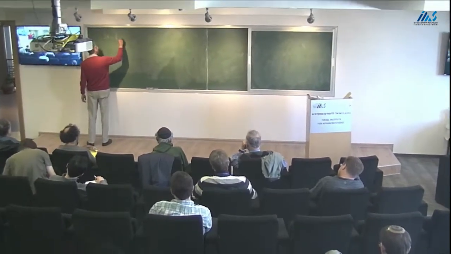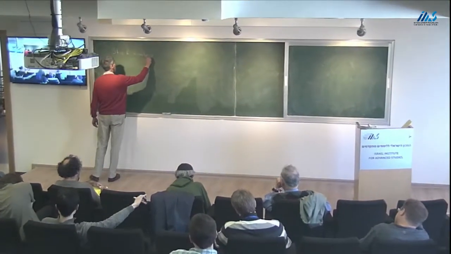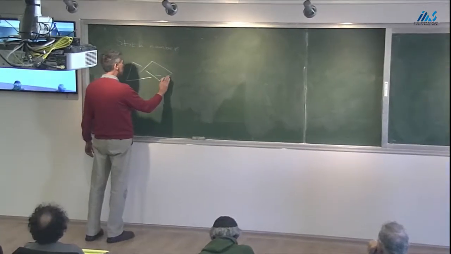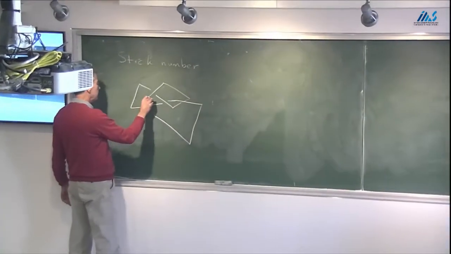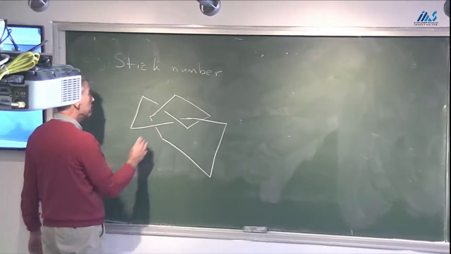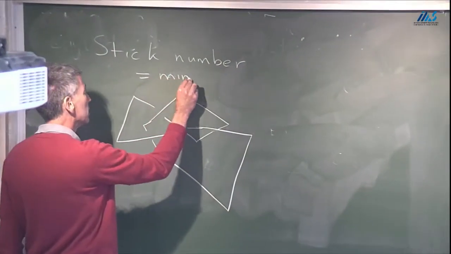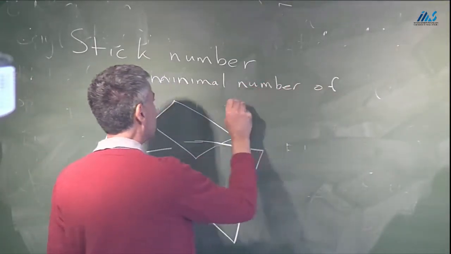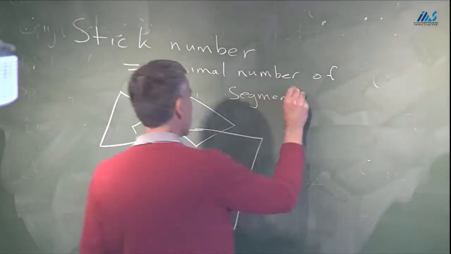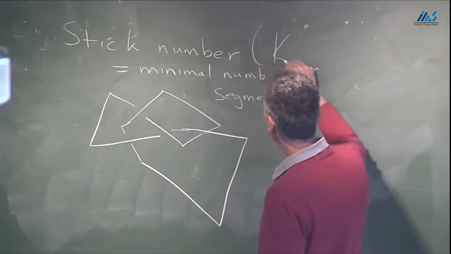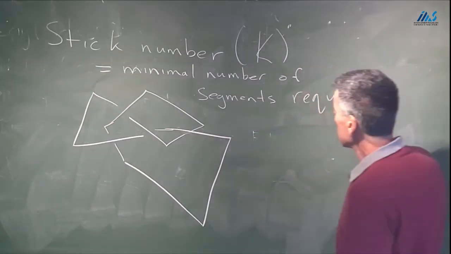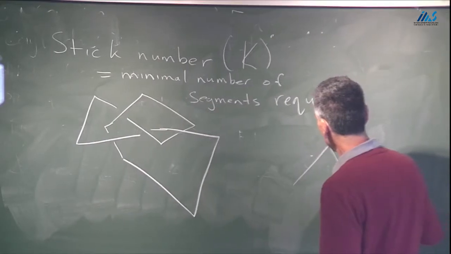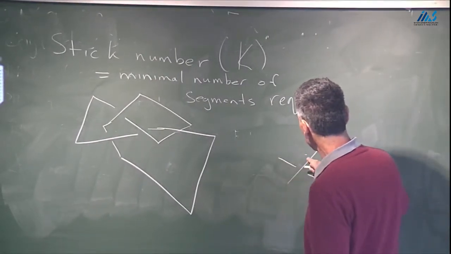Remember, we can think of a knot as being made out of a sequence of straight edges, so some embedding of a polygon into space. And the stick number is the minimal number of edges required to make that knot. So, for example, for the trefoil knot, it can be made with 6 segments.